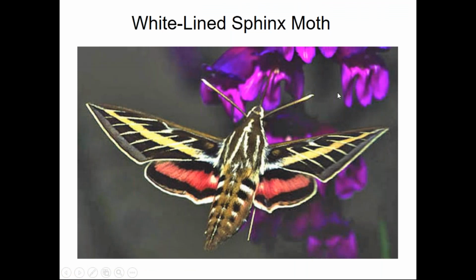The white-lined sphinx moth is very common in the spring, especially when we have good rain and we have a lot of brown-eyed primrose. That's one of its favorite food plants that it lays its eggs on. These moths are active both at night and also during the day. And sometimes they will hover like a hummingbird in front of a flower, and that's why some people call them hummingbird moths.